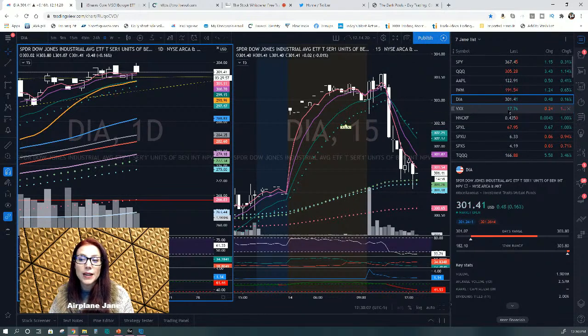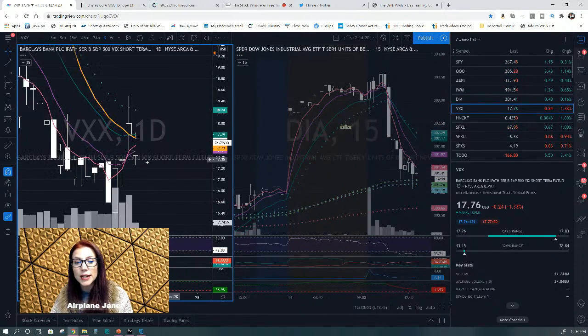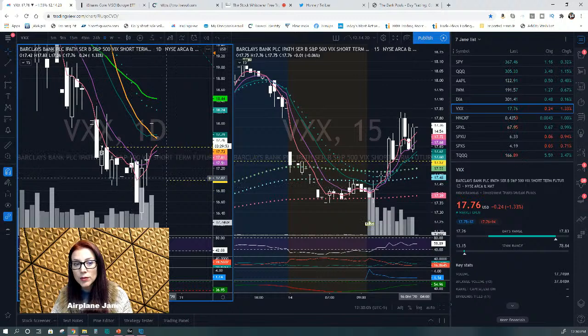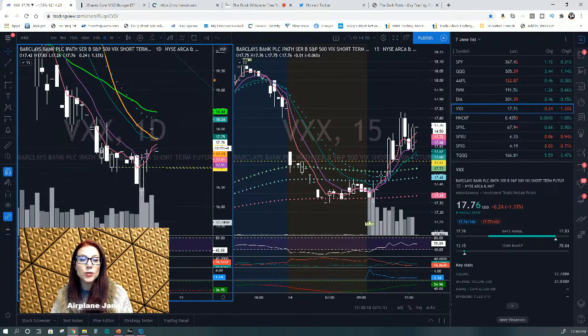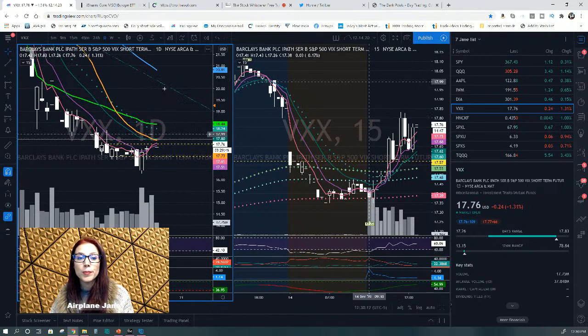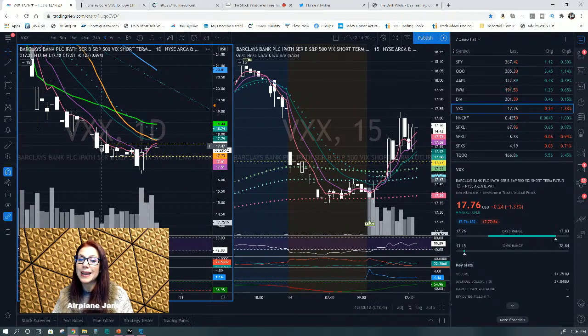When we look at the VXX, I mentioned this on our daily. Every time we have this basing pattern, we tend to scream higher up to roughly the 50 simple moving average for a correction. So we've had 9 days of sideways action. It broke out on Friday, and now we're back up above.